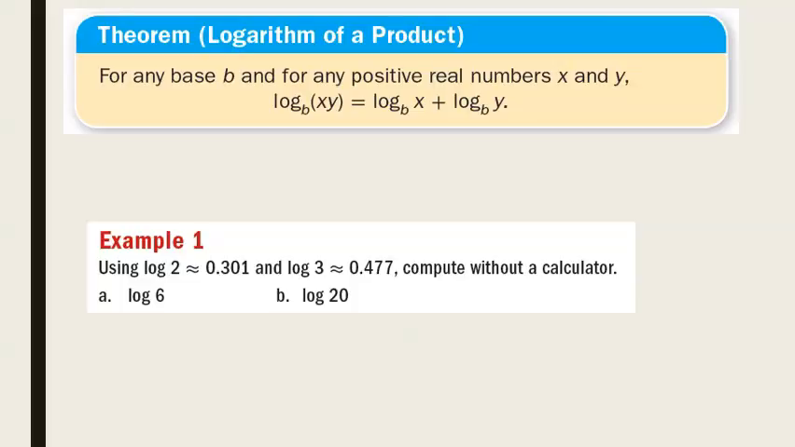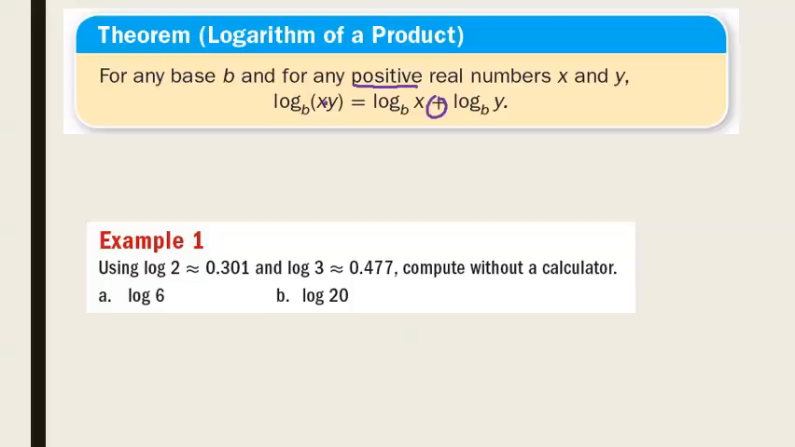Okay, so our next property is logarithm of a product. So this theorem tells us that for any positive numbers x and y, because we can only take logarithms of positive numbers, the log base b of x times y is equal to the log base b of x plus the log base b of y. So you can split up multiplication inside of a logarithm to be addition of the two logarithms.